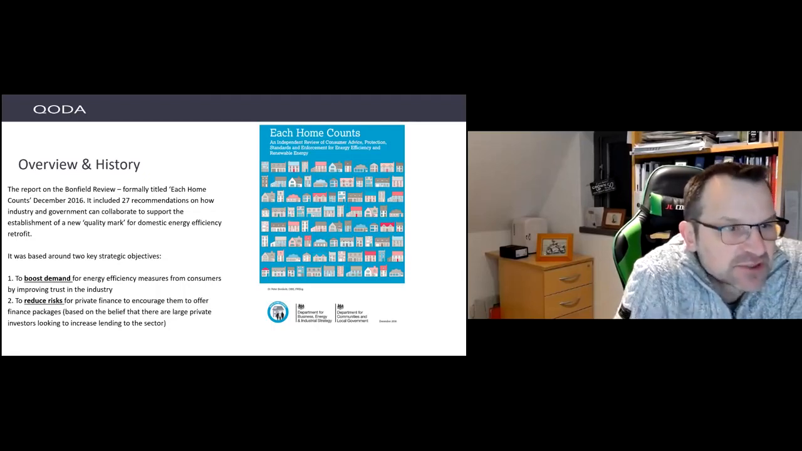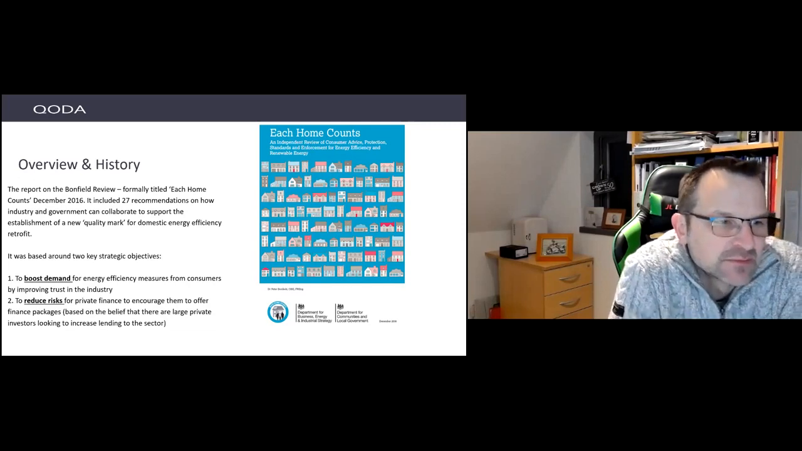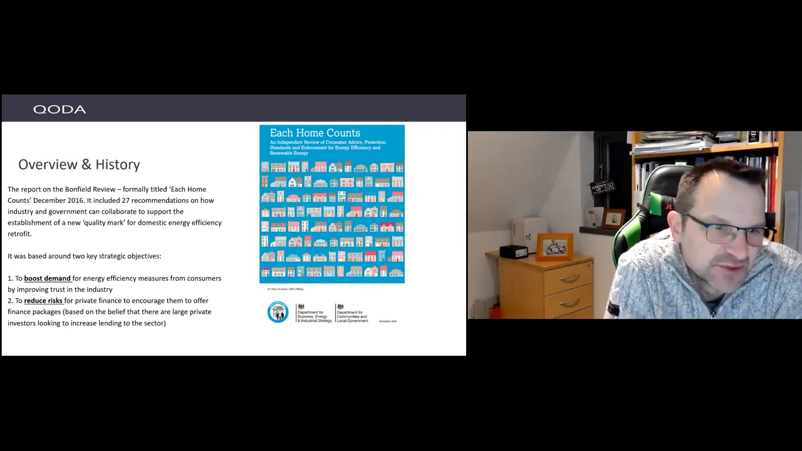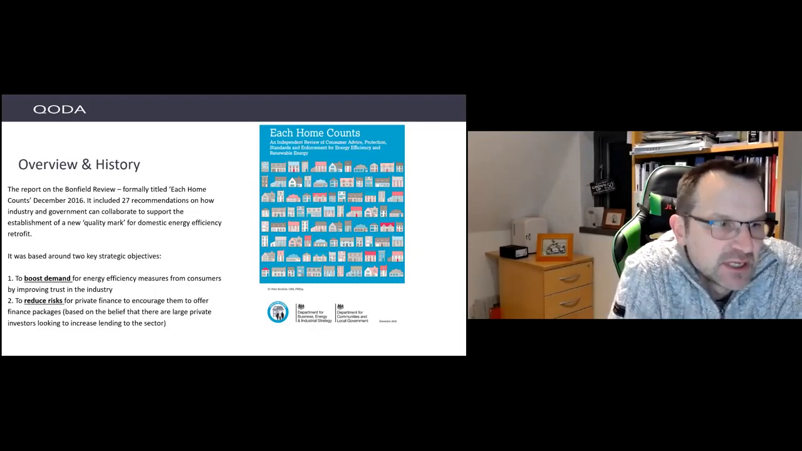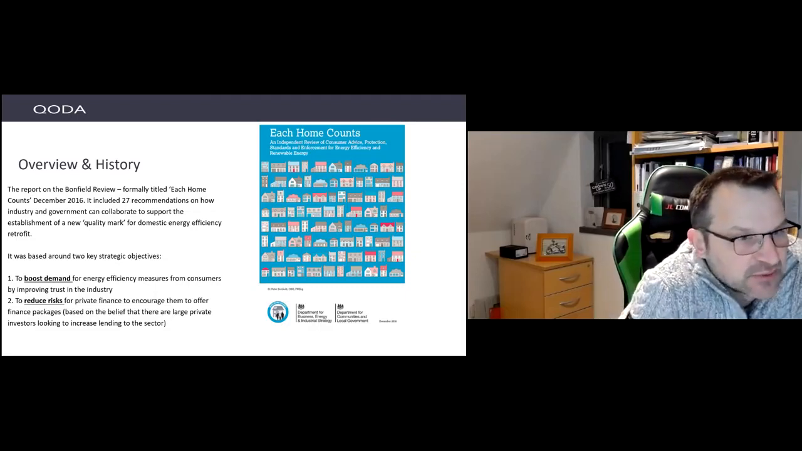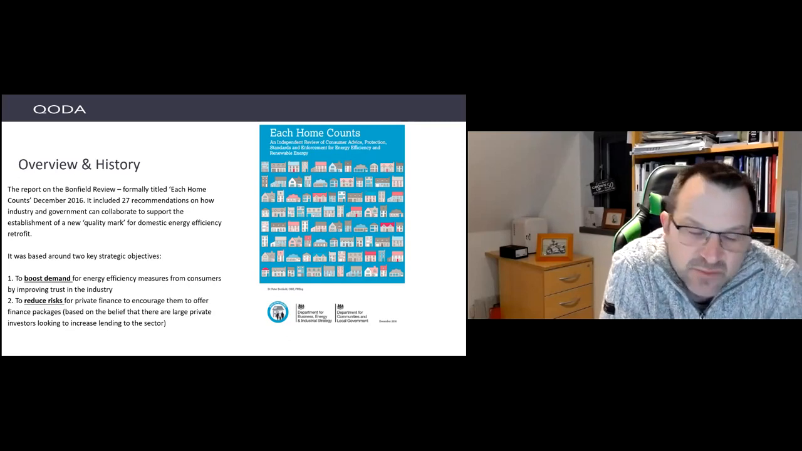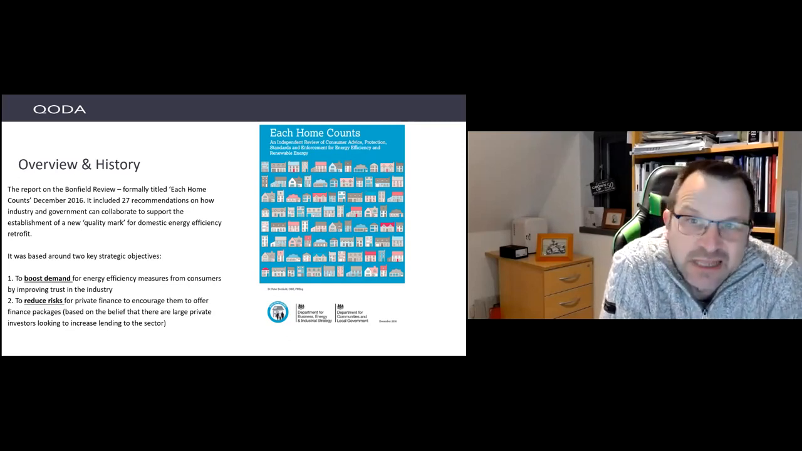So the two key strategic objectives of the Bonfield review were to look at how we could boost demand for energy efficiency measures from consumers by improving trust in the industry. And the other key strategic objective was to reduce risks such that private finance might be encouraged to get involved with helping to finance what is a gargantuan task.